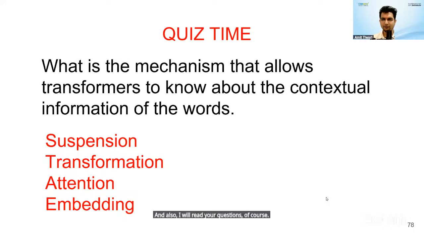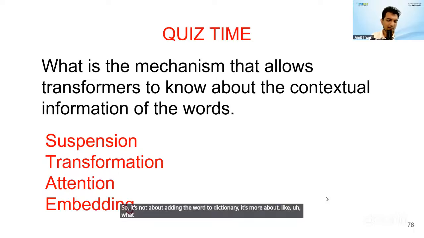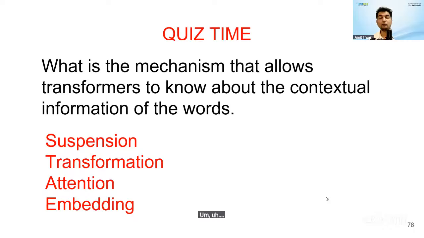Okay, so the answer to this question: Shraddha is saying the word apple is a very normal word and it's in the dictionary, so why does the LLM not have the whole word apple in its dictionary? It's not about adding the word to the dictionary. It's more about what is the most common byte pair encoding between two words. So let's say if I have two characters occurring with each other, how many times?